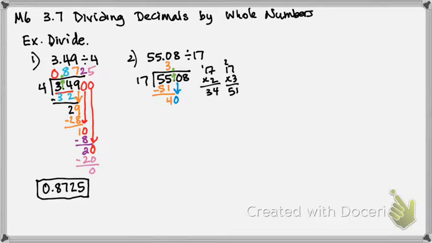Now, let's see. I had 17 times 3 was 51. That's too big. 17 times 2 is 34. That's small, but at least it's underneath, so that's going to be my choice. So I write 2 because it's 2 times, and I get 34. And when I subtract, oops, why did I write a 6? I get 6 left over.